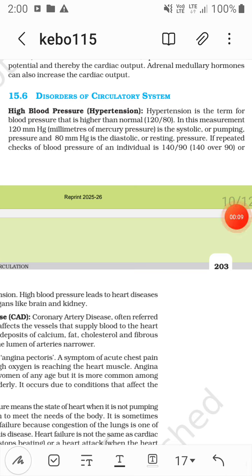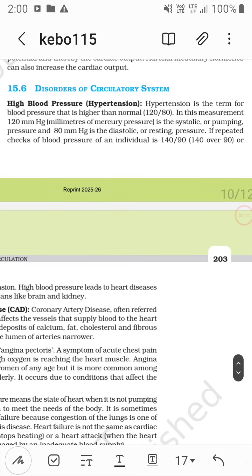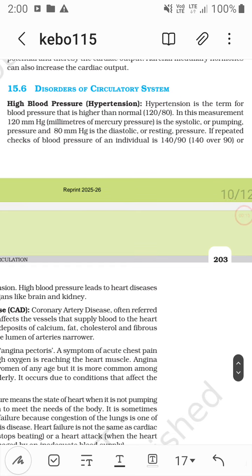So, disorders of the circulatory system. The high blood pressure, that is hypertension. Hypertension is a term for blood pressure that is higher than normal, that is 120 over 80 is the normal. Now 120 is the systolic pumping, 80 is the diastolic resting.